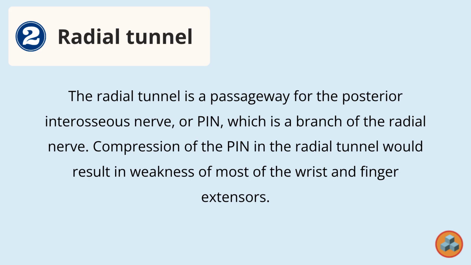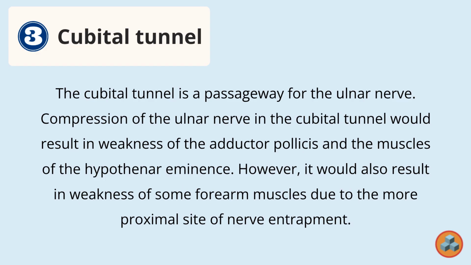Option 2, radial tunnel. The radial tunnel is a passageway for the posterior interosseous nerve, or PIN, which is a branch of the radial nerve. Compression of the PIN in the radial tunnel would result in weakness of most of the wrist and finger extensors. Our patient has full strength in the wrist extensors, so radial tunnel compression is immediately off the table. The radial nerve doesn't supply the intrinsic muscles of the hand at all, making this option inconsistent with the clinical presentation on multiple levels.